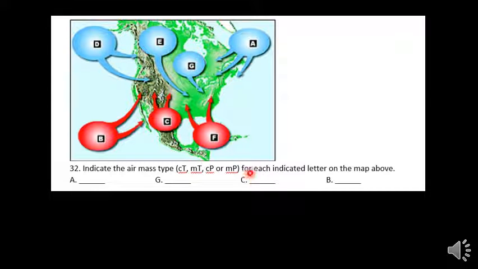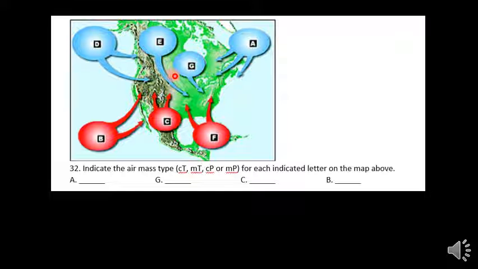Air masses. An air mass is going to take on the characteristics of whatever it's sitting over top of. If it's sitting over an area up north here, it's going to be cold. If it's sitting over an area down south here, it's going to be hot. Then you look to see whether it's sitting over land or over water. If it's sitting over land, like position G here, it's going to be dry.